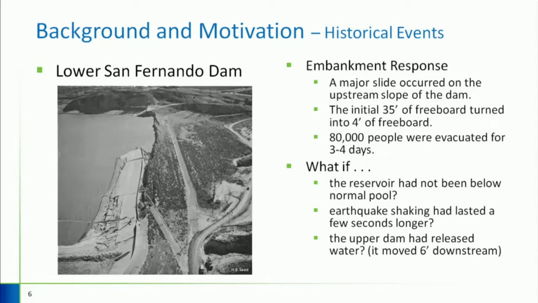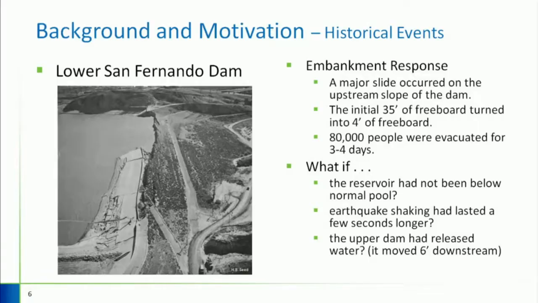Another picture, so like I said, there was a major slide. 80,000 people were evacuated for almost a week. It was only 4 feet from being overtopped. 35 feet of freeboard down to 4 feet of freeboard in one event.